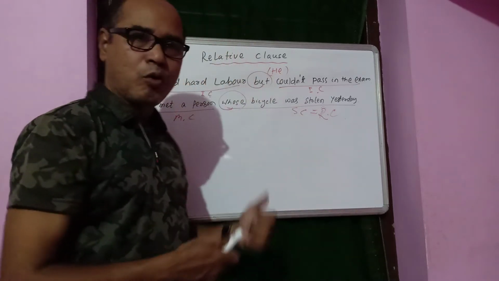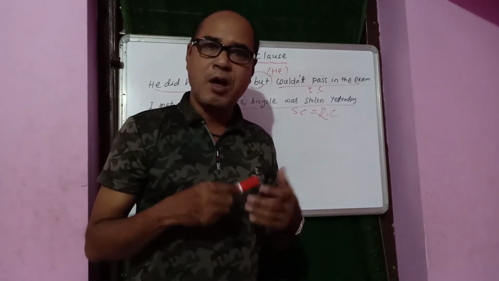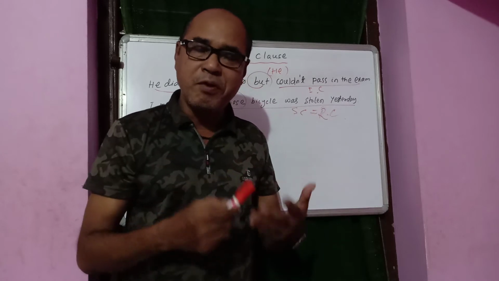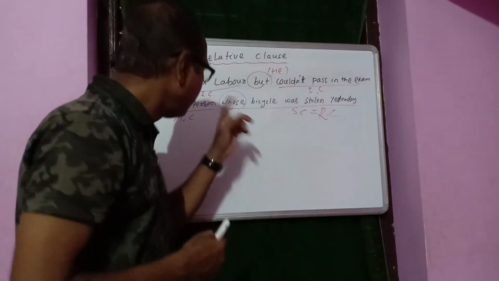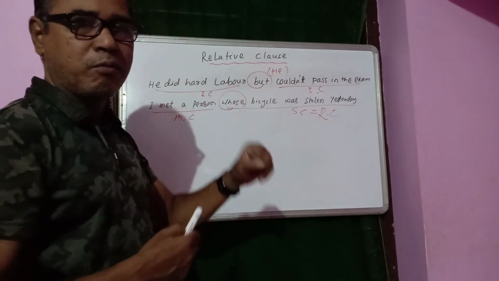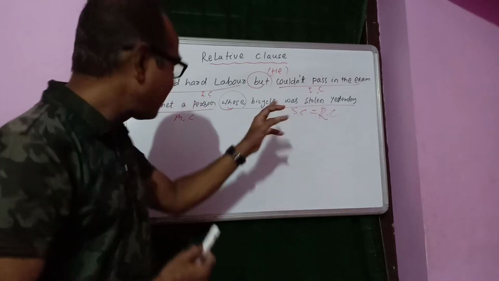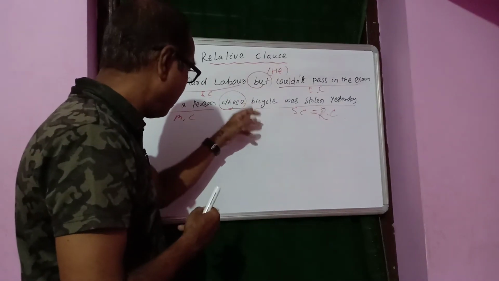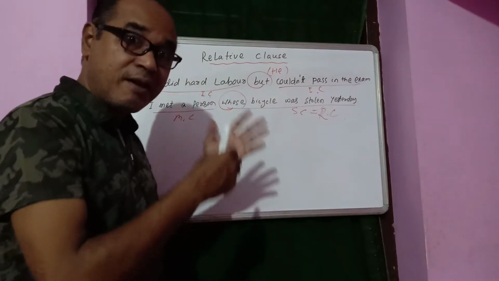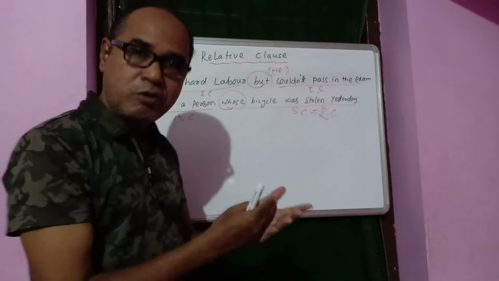This relative clause is of two types. One is a defining relative clause, another one is a non-defining relative clause. Defining relative, what about defining? In this example, "whose bicycle was stolen yesterday" describes a person. It gives us essential information about the person, about the noun, person or thing.